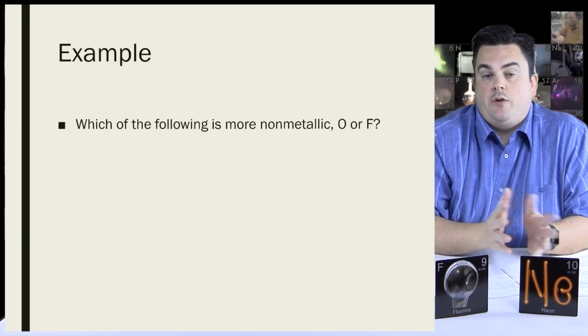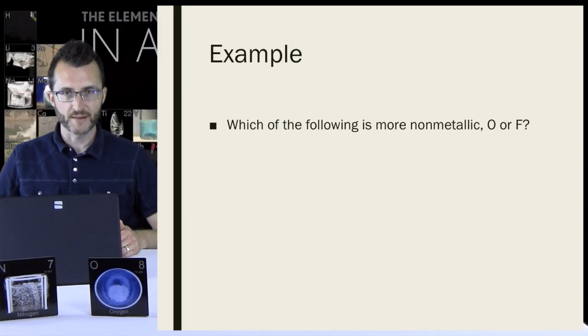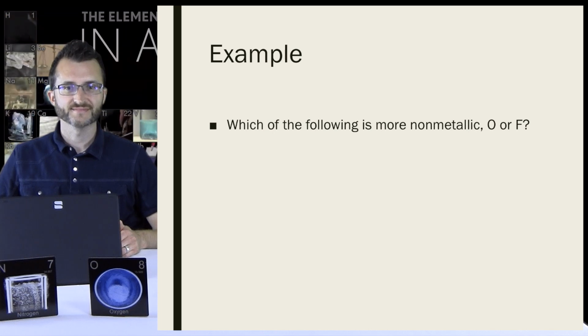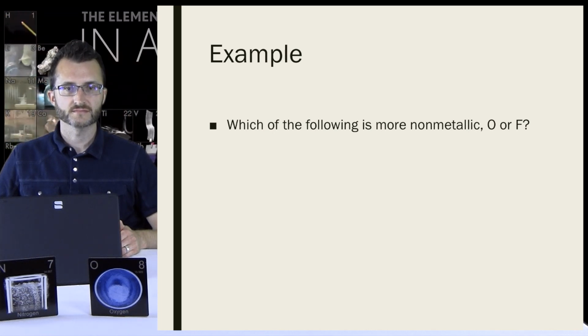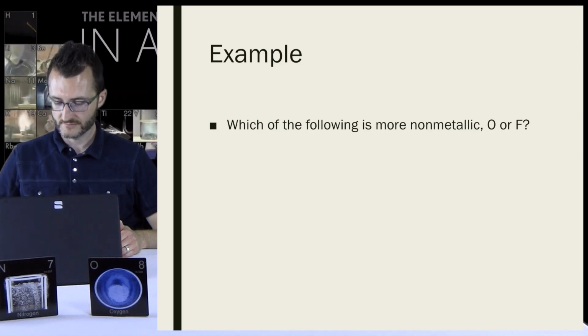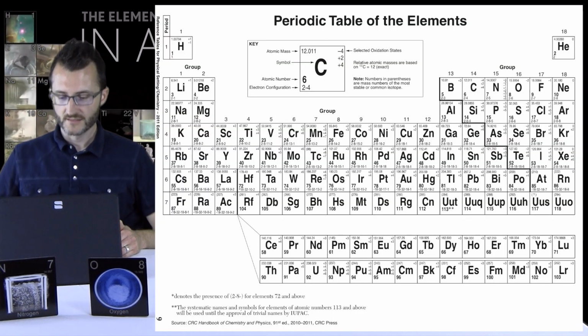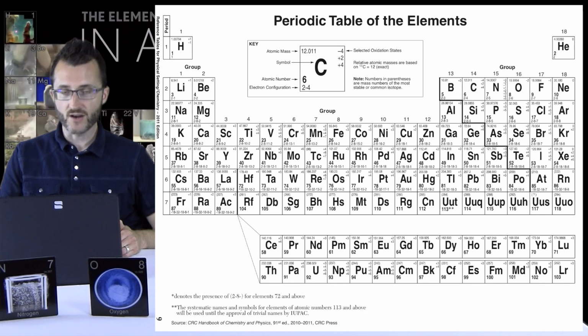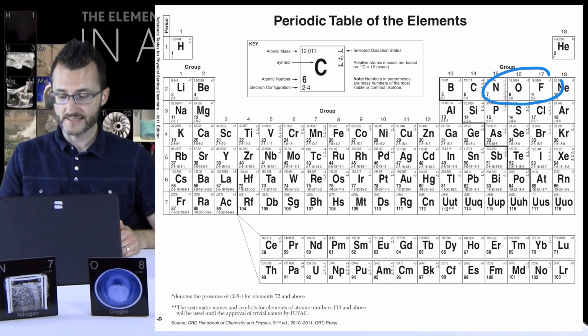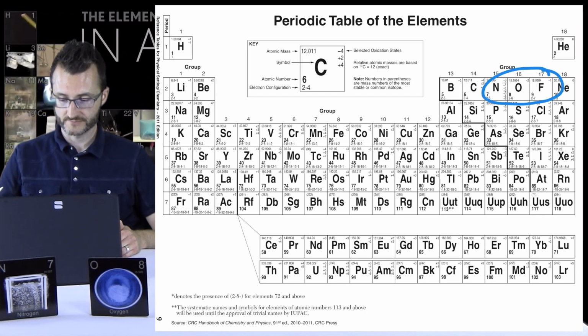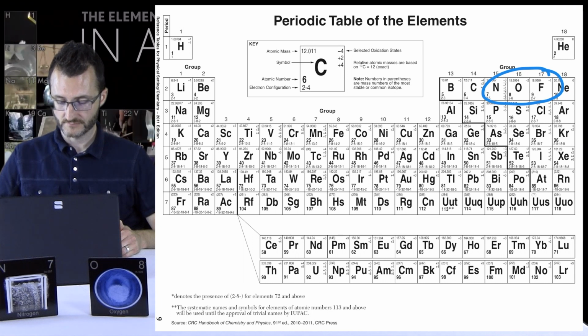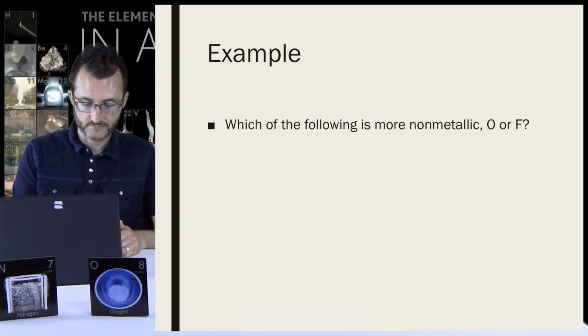All right, let's do another example here. Shu, are you ready? I'm ready. Which of the following is more non-metallic, O or F? We need to look up these elements on our periodic table, so let's go there. I see that O and F are in the same period. Good. Now that we know that, we can do our recipe here, 1, 2, and 3. So let's start with number 1.